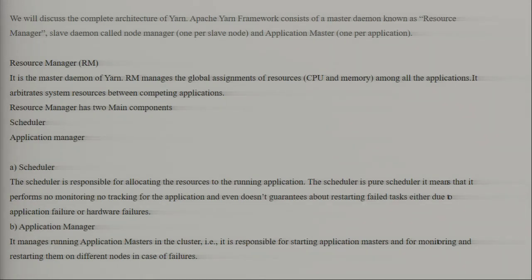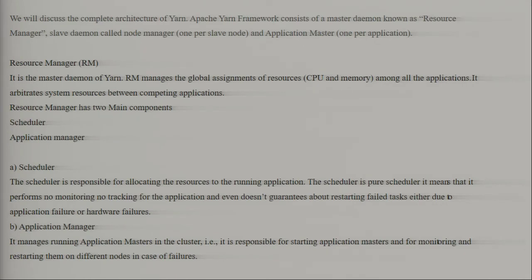It manages the global assignment of resources, that is the CPU and memory, among all the applications. So it arbitrates system resources between competing applications. Then the resource manager has two main components, the scheduler and the application manager. The scheduler is responsible for allocating the resources to the running applications. The scheduler is a pure scheduler. It means that it performs no monitoring job. It just works with the scheduling, that the job has been scheduled to this and it's done. It doesn't check whether it has been done or not.